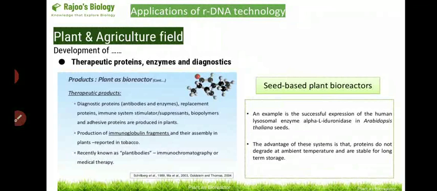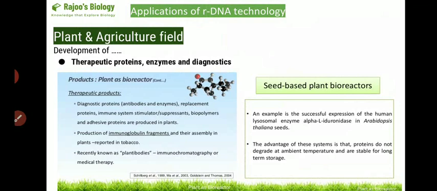Therapeutic products which can be produced by plants include antibodies, enzymes, replacement proteins, immunosystem stimulators, immunosystem suppressants, biopolymers, and adhesive proteins. The production of immunoglobulin fragments and their assembly in plants was reported in tobacco, recently known as plantibodies. Immunochromatography or medical therapy is useful for the recovery of plantibodies.